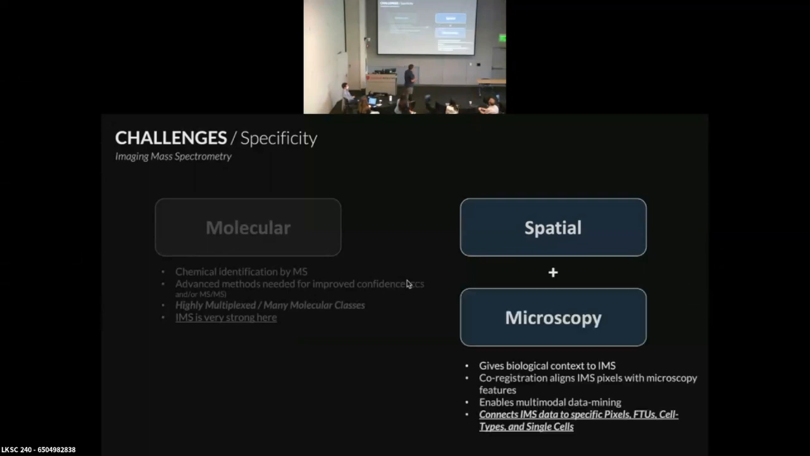And so our approach to deal with that is through multimodal analysis. And so we combine imaging mass spec, in the example I'm going to show today, with microscopy to give that biological context. We're going to first co-register the imaging mass spec data with high accuracy and precision to the microscopy. And this will allow us to then do some really unique forms of multimodal data mining, which you'll see, with the goal of connecting each of our mass spec pixels specifically to functional tissue units, cell types, and eventually single cells.